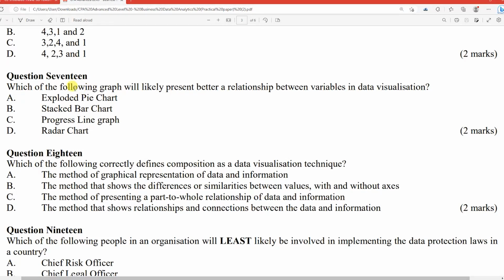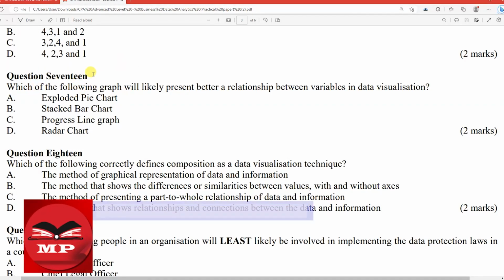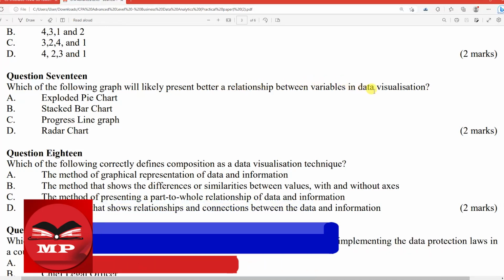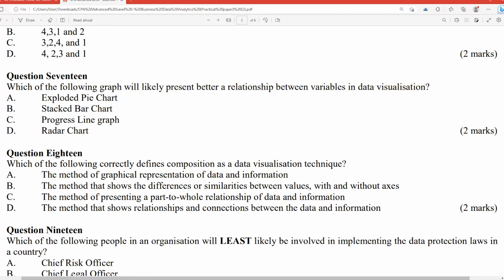Hello everyone and welcome. Today we are going to answer question 17, which says, which of the following graphs will likely present better a relationship between variables in data visualization? A. Exploded pie chart. B. Stacked bar chart. C. Progress line graph. D. Radar chart.